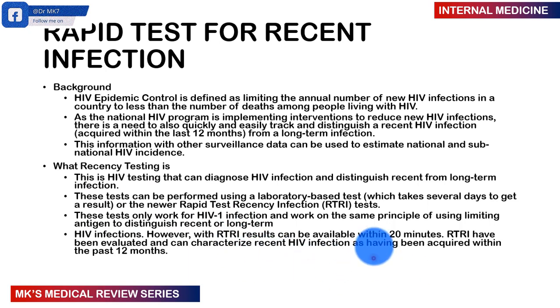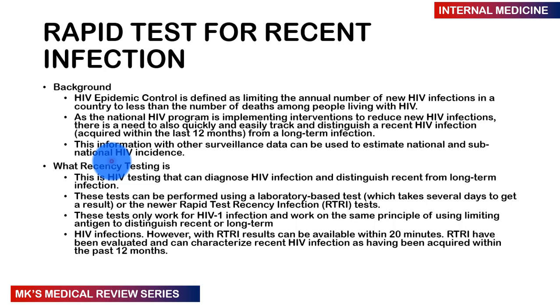Then, of course, they evaluate and can actually distinguish whether this person has had a recent infection or a long-term infection. Why is this important? Because a recent infection is something that was acquired within 12 months. We want to see if the numbers are actually increasing in the country or not, as we already realize that there has been a sharp increase of HIV in the country.